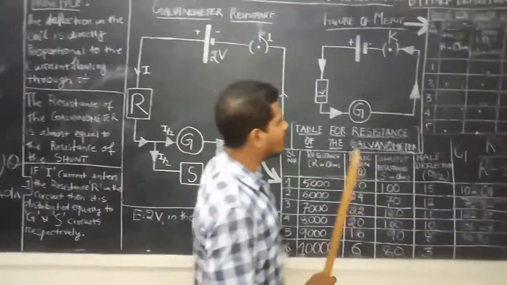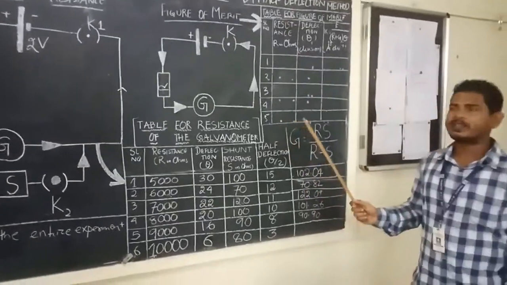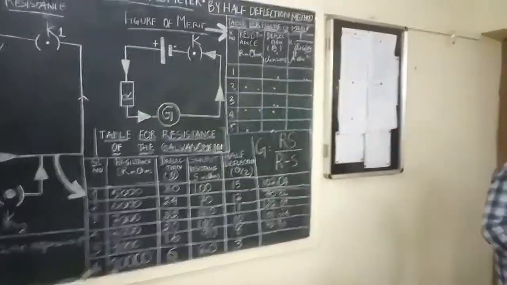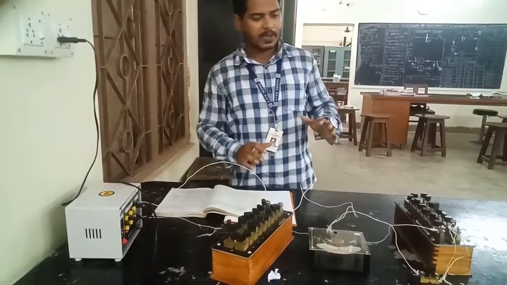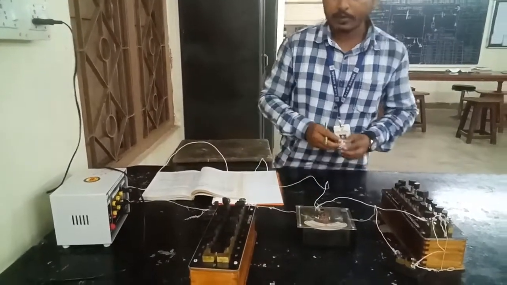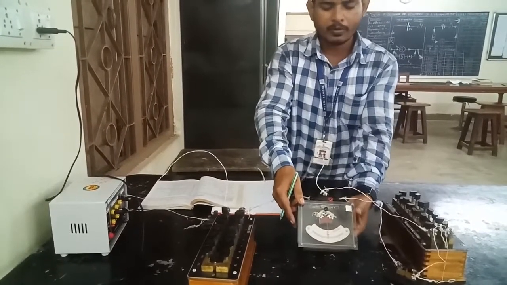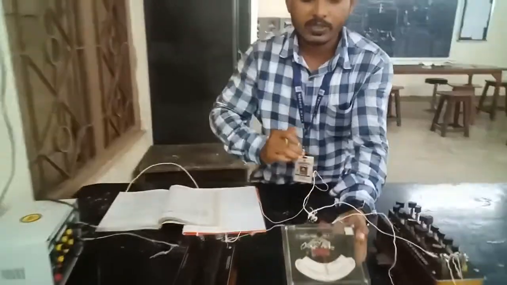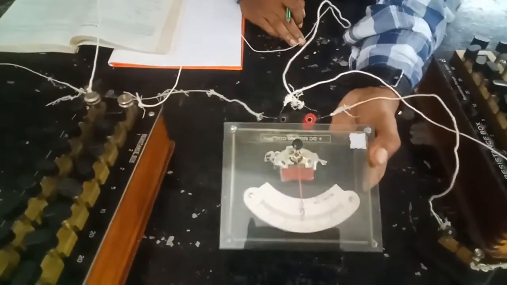Now I will show you the experimental setup, how the different parts are connected and how we take the reading. As you can see here, this is the experimental arrangement for finding the resistance of the galvanometer. This is your galvanometer. This is known as a keystone galvanometer or moving coil galvanometer.